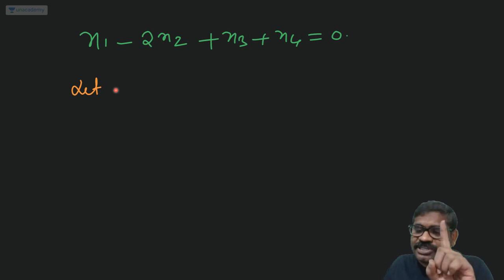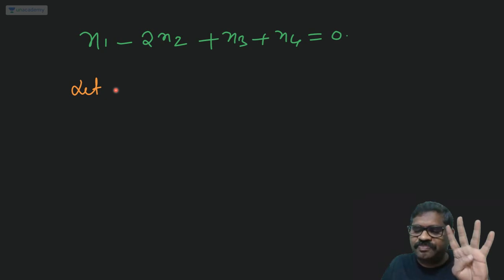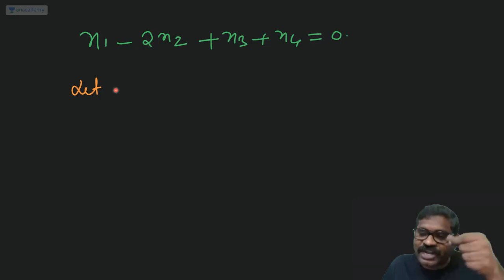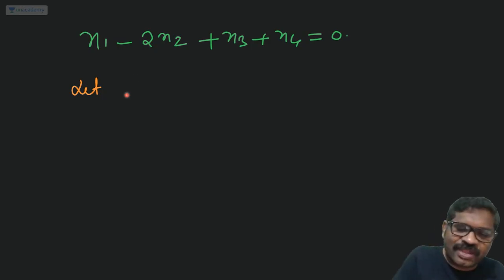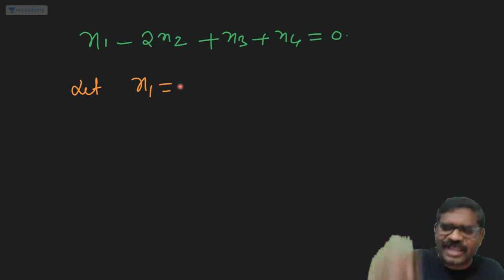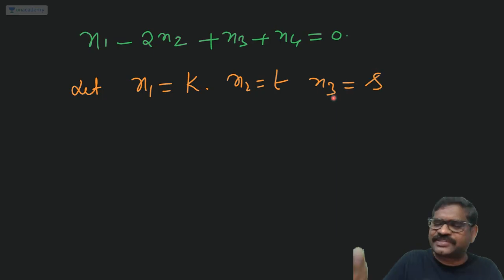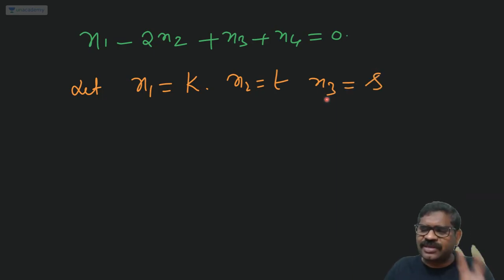You have only one equation, 4 variables. Of the 4, 3 variables are free variables. Sir, which 3? You can take any 3. I am taking x1 equal to k, x2 equal to t, x3 equal to s. We have three free variables, that's why I have taken 3 parameters. You can take lambda 1, lambda 2, lambda 3 also, no problem. Okay, I have taken k, t, s.